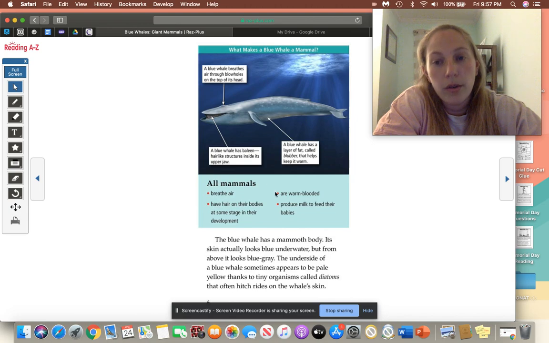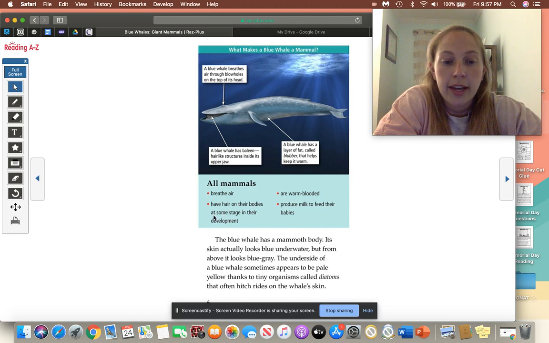Here are some things that all mammals have in common. They breathe air. They have hair on their bodies at some stage in their development. They are warm-blooded, and they produce milk to feed their babies.